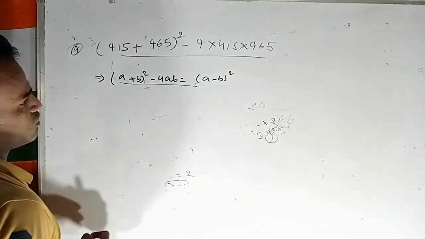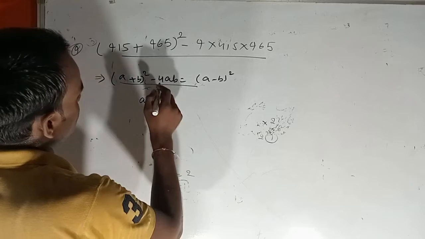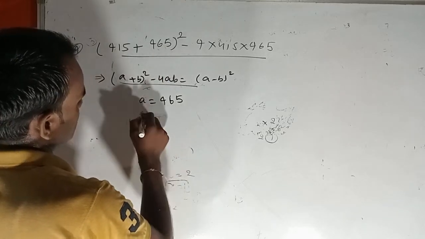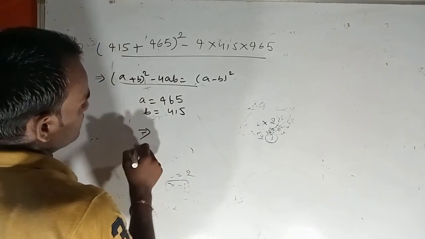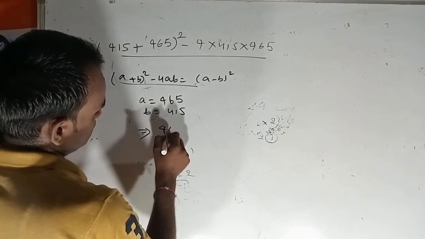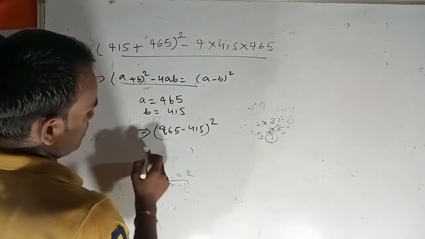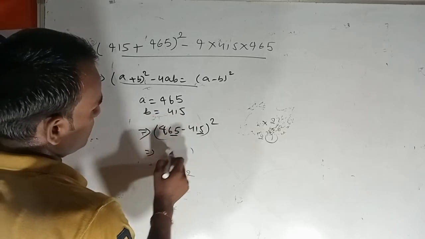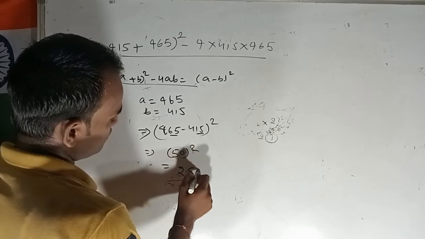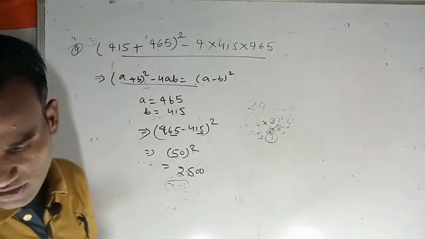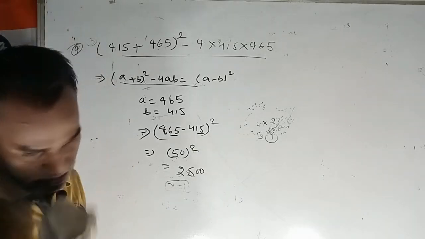So what will be the value of a? The value of a equals 465, and the value of b equals 415. Then the final answer will be (465 minus 415) the whole square. Then 65 minus 15 means 50. 50 to the whole square means 2500. This is the solution of this question. So moving to the next question.